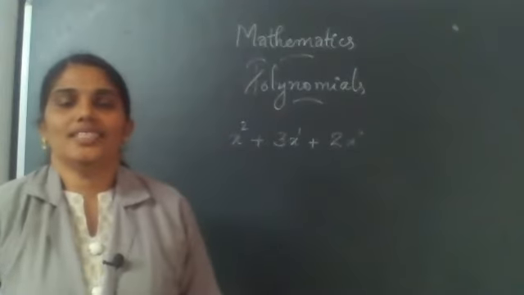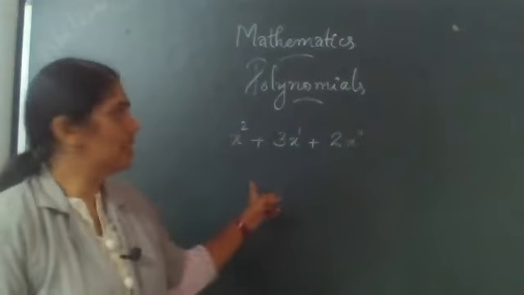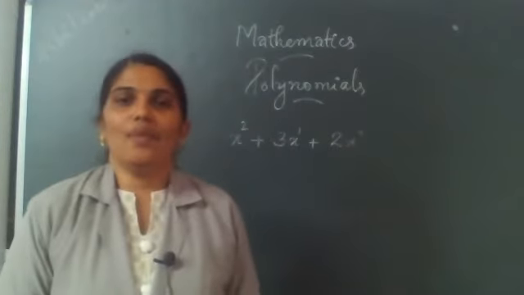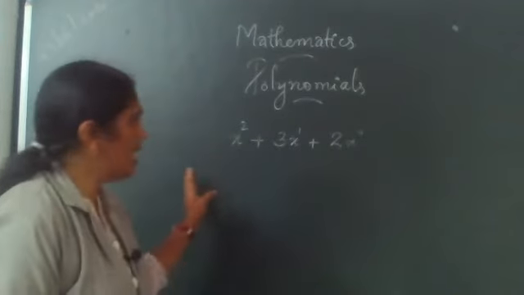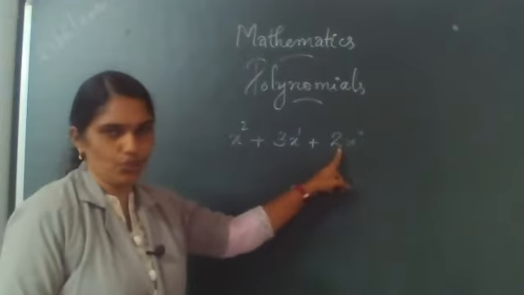Good morning, dear students. Today I am going to learn the second chapter, that is polynomials. First of all, we are going to discuss what the degree of a polynomial is. Let us take an example: x square plus 3x plus 2.